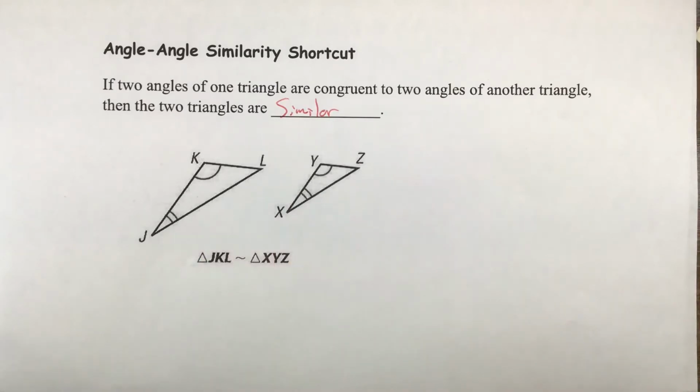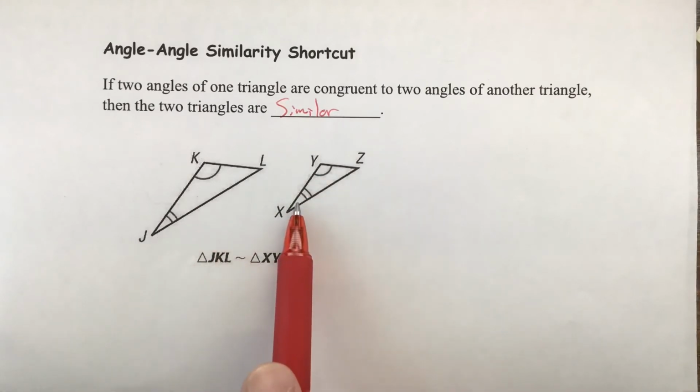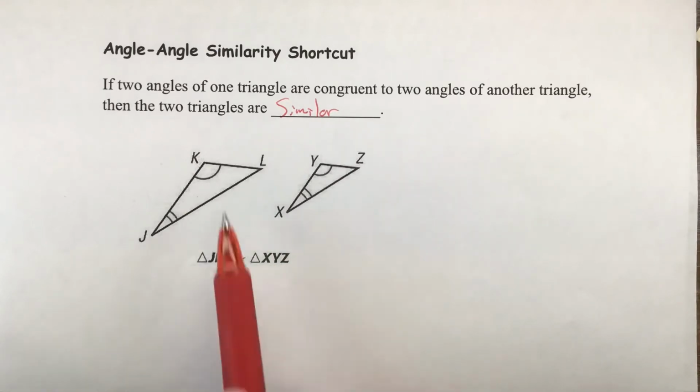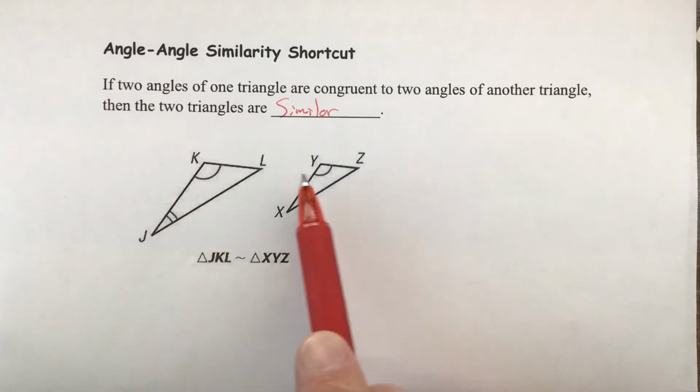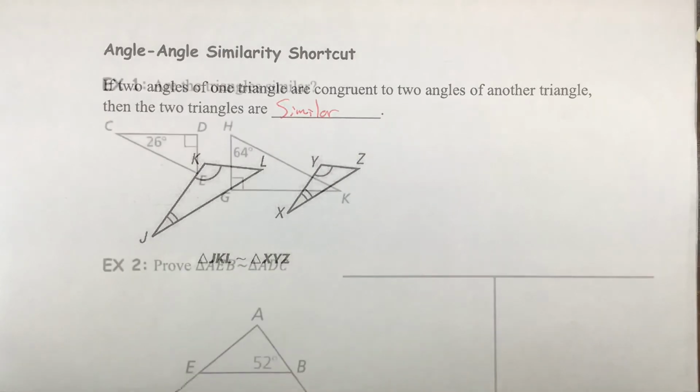So here's a picture that we could show. K is congruent to Y, J is congruent to X. Obviously, overall, they're not congruent because this is smaller than the one that we have here, but the angles are the same, which means that L and Z would be the same, and therefore you could write the statement that triangle JKL is similar to triangle XYZ.